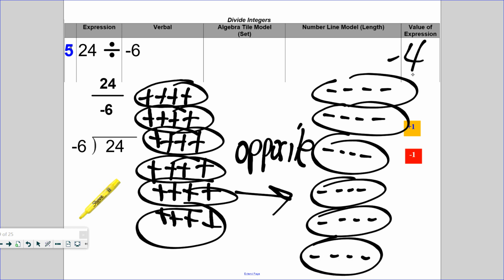So it's negative 4. 24 divided by 6 is 4. Negative means opposite. This negative right here is saying opposite. 24 divided by 6 is 4. Opposite of 4 is negative 4.